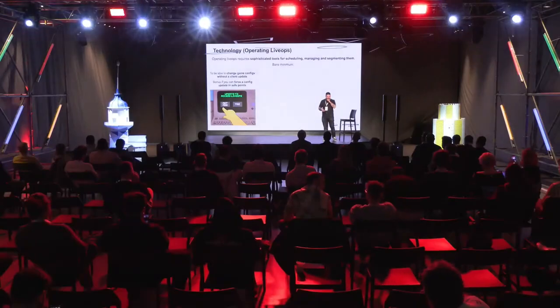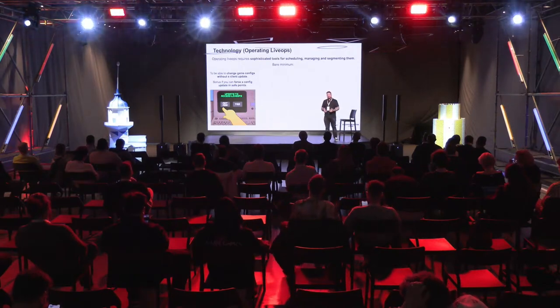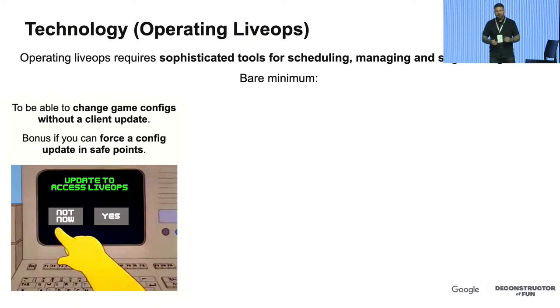So when it comes to operating live ops, you want tools that allow you to do very sophisticated scheduling, management, and segmentation. The bare minimum things you should look for, if you're thinking about building your own live ops tool, which I don't recommend, or selecting one, is first you need to be able to change game configs without a client update. If you need to do a client update in order to enable a live op, you basically will not be able to run it. You will not be able to distribute that on time for the activation. You will not be able to react if something happens. You basically won't be able to run live ops.